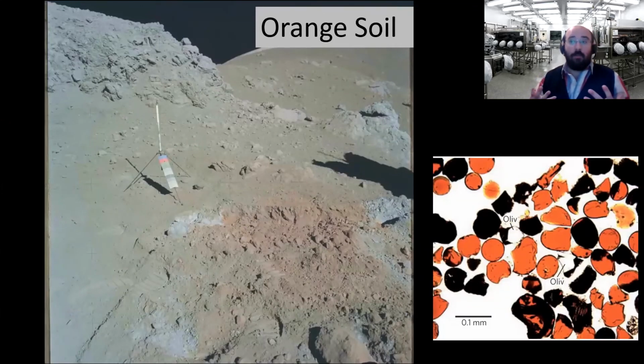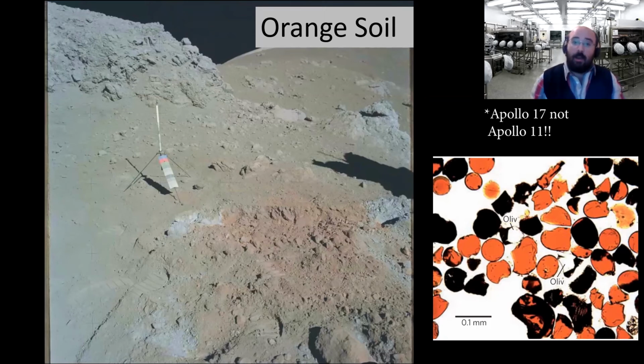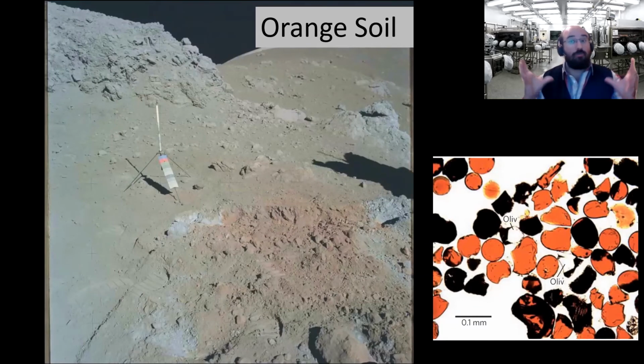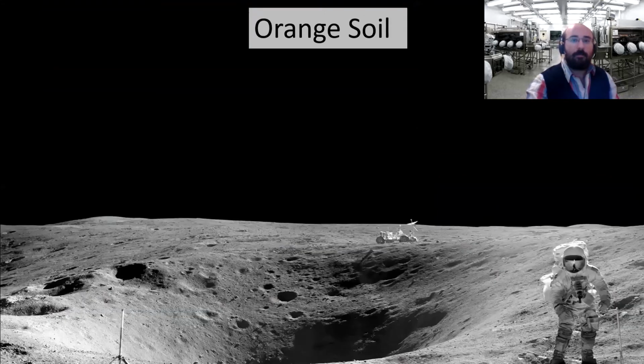Another great example of our ability to spot interesting things is the discovery of orange soil during Apollo 17 by Jack Schmitt. And I've got a clip just now of Jack Schmitt seeing this orange soil for the first time. Pictured here, as you can see, it's really orange compared to the monotonous grey background of the moon. And he was very excited to see something so different.